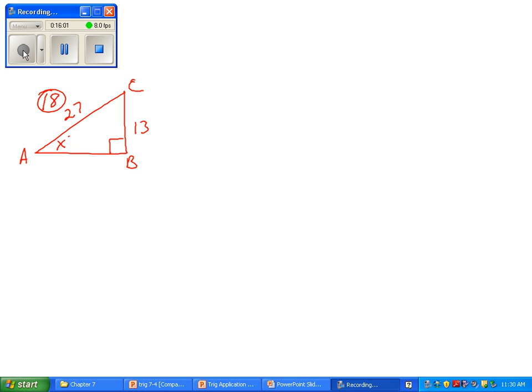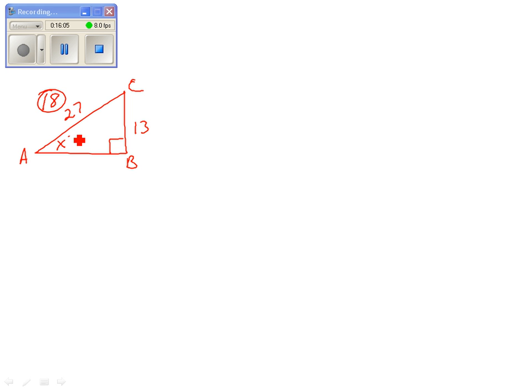All right, on number 18, we're looking for an angle. So you're going to do basically the same thing every time you're looking for an angle. Then we'll do some where you're looking for sides, and you do the same thing on those. It'll be the same routine over and over again.